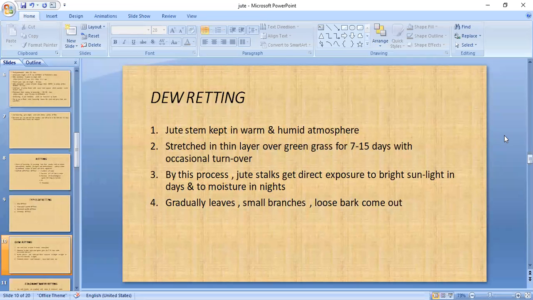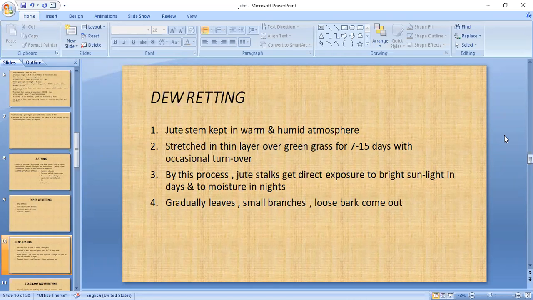और हम इनको स्ट्रेच कर देते हैं थिन लेयर्स में ग्रीन ग्रास के ऊपर अराउंड 7 to 15 डेज, और इसको हम बीच बीच में चेंज करते रहते हैं. We are turning over this stem structure; after stretching, after some time we keep turning it over, changing its position.